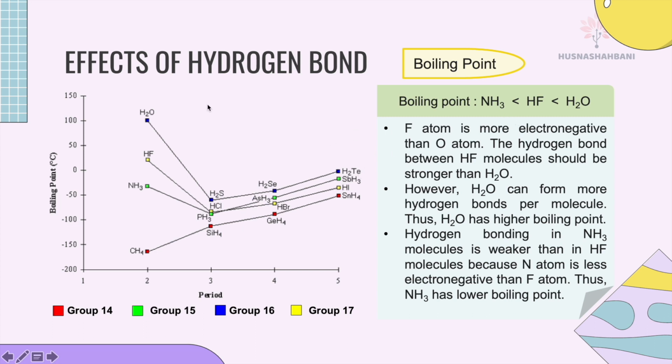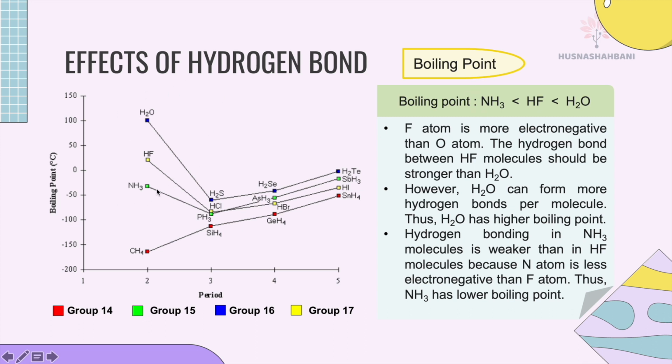So boiling point, the reasoning is the same. It is abnormal because hydrogen bond only exists in H2O if you compare with H2S, H2Se, H2Te. Same goes for this one, hydrogen bond only exists in HF if you compare with HCl, HBr and HI. Then now we focus on these three.